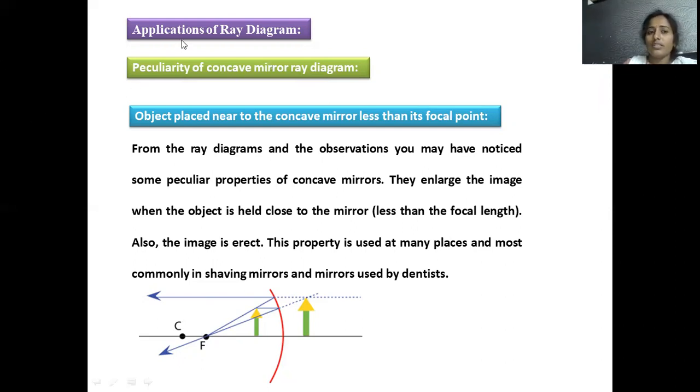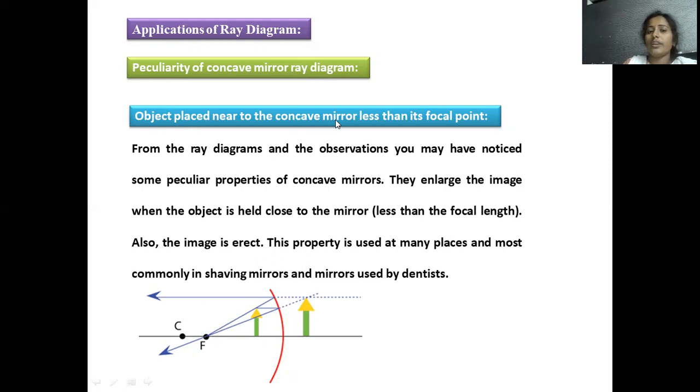Right? Now we are going to discuss the important applications of these ray diagrams. From all these inferences, we clearly know that there is a peculiarity in the concave mirror ray diagrams. By simply changing the position, you will get different kinds of images, and such images are used in our daily life applications too. So let us see what applications are drawn from these ray diagrams of the concave mirror.